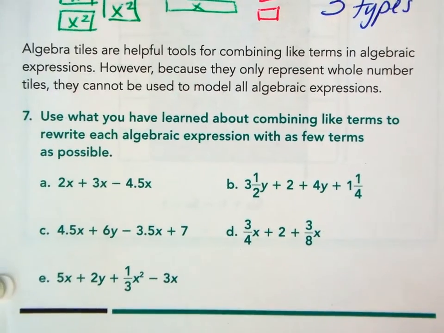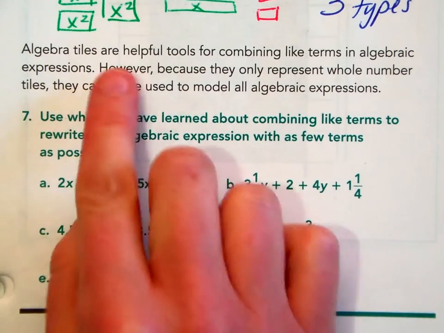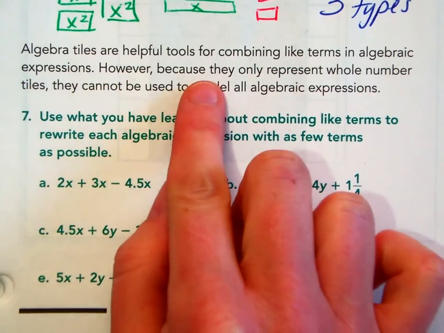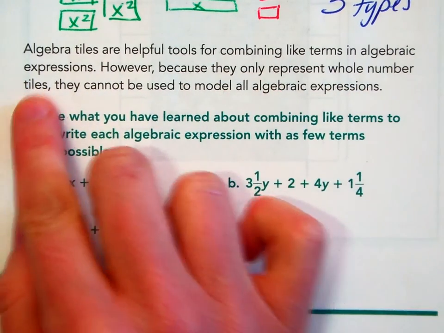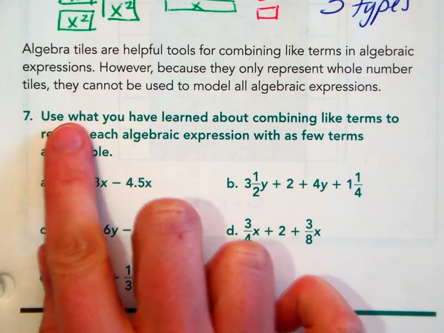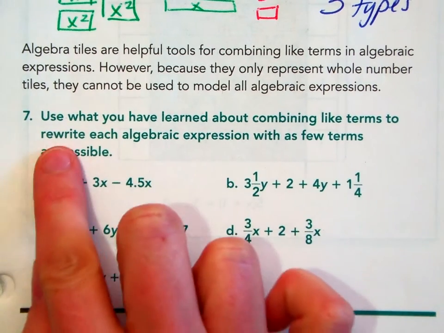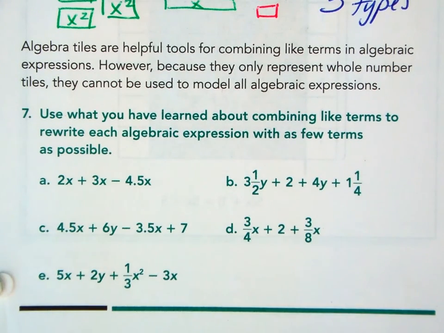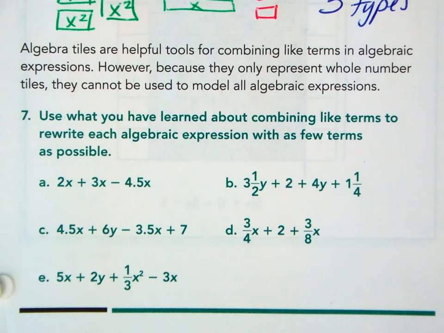We're doing excellent. Algebra tiles are helpful tools for combining like terms in algebraic expressions. However, because they only represent whole number tiles, they cannot be used to model all algebraic expressions. Use what you have learned about combining like terms to rewrite each algebraic expression with as few terms as possible. Now would be a good time to pause the video and try these independently. When you finish, resume the video. All right, I'm going to continue.